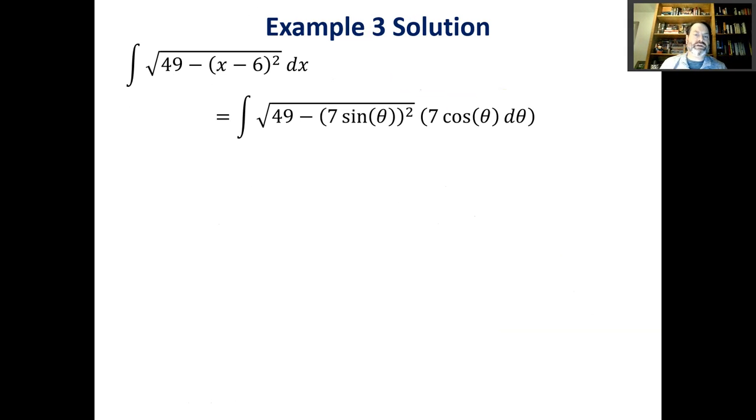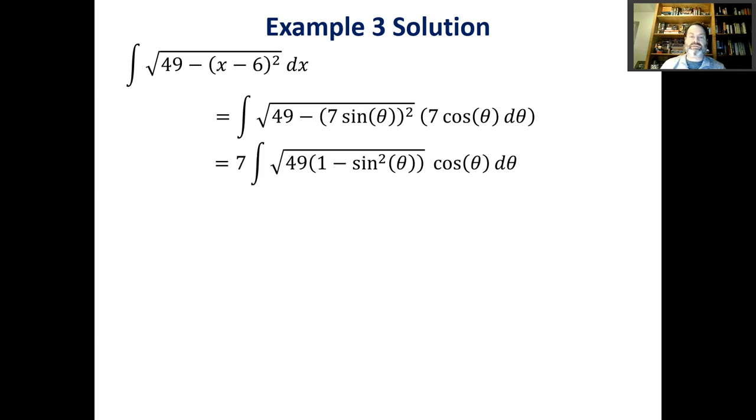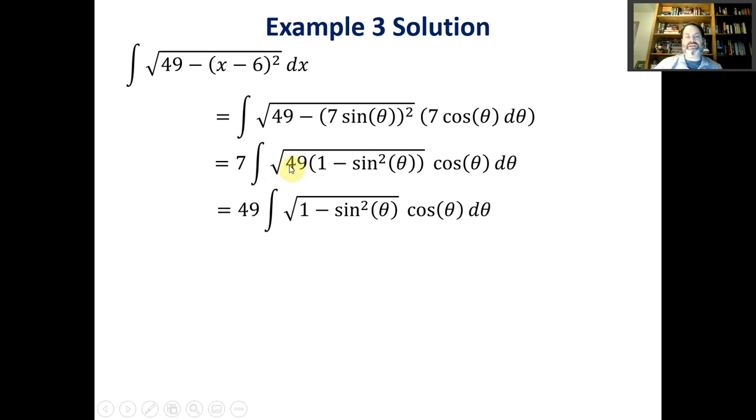Now we do the substitution with x minus 6 equal to 7 sine theta. Our dx is 7 cosine theta d theta. This one's a little easier to simplify than earlier problems. So I just took this 7 and brought it to the front. Here we have 7 squared, which is 49, so I just factored the 49 out. Square root of 49 is 7. 7 times 7 is 49. 1 minus sine squared theta is cosine squared theta. And square root of cosine squared is cosine. Cosine times cosine is cosine squared.